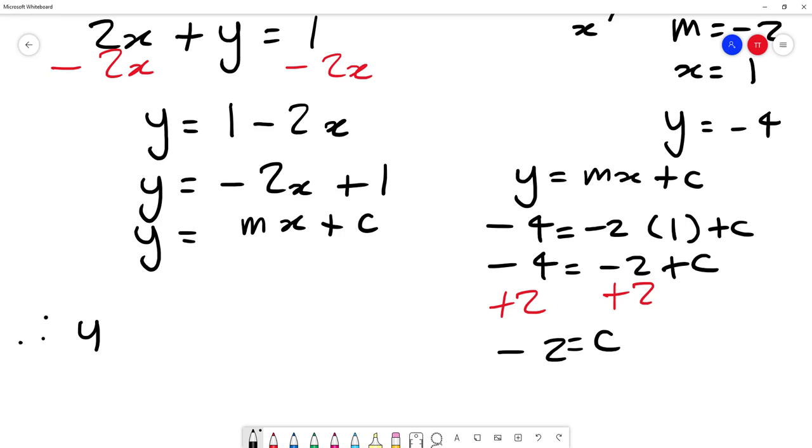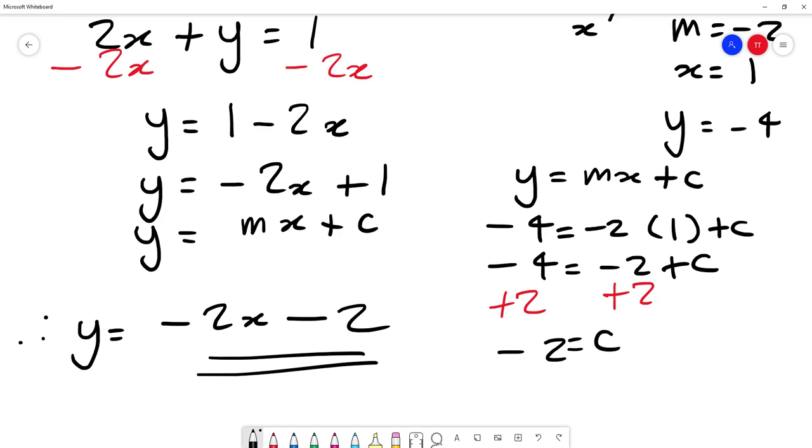So therefore, the final equation we want is: the gradient was minus 2, because it's a parallel line, so the gradient's unchanged, minus 2x, and c is minus 2. So that's what we get for our equation.